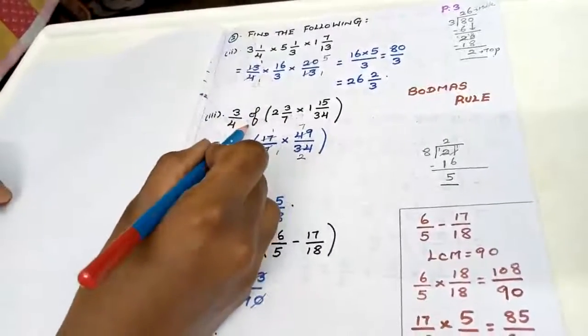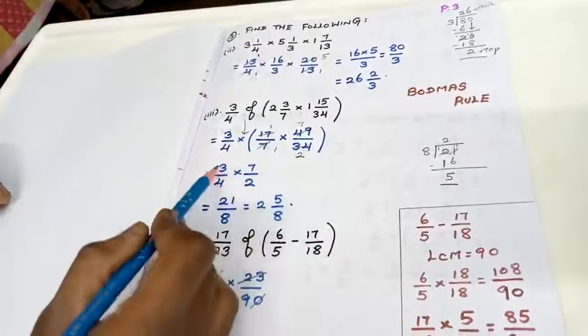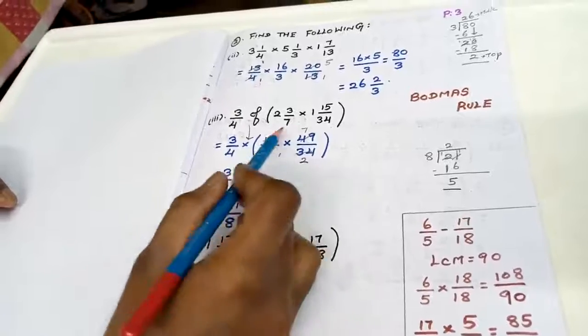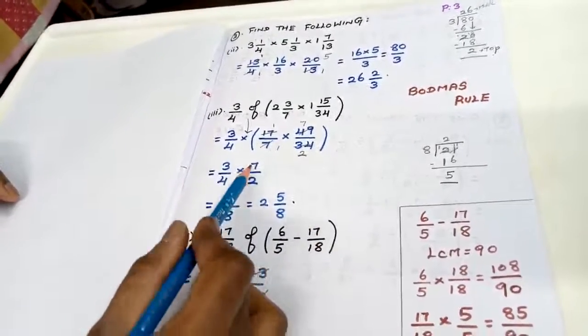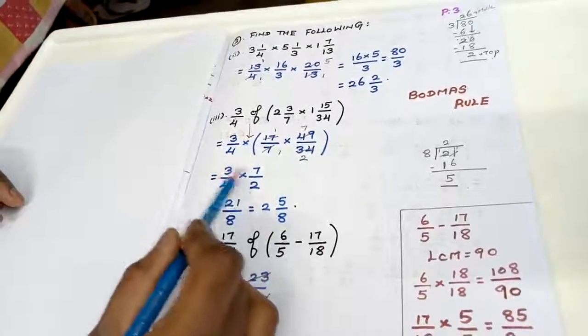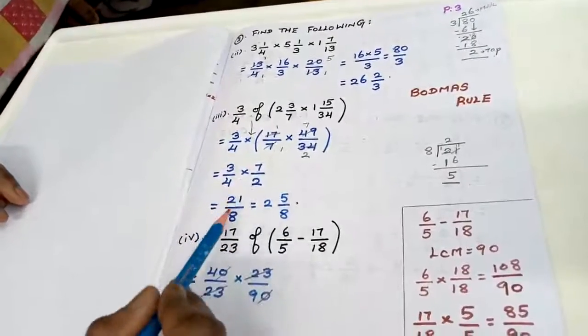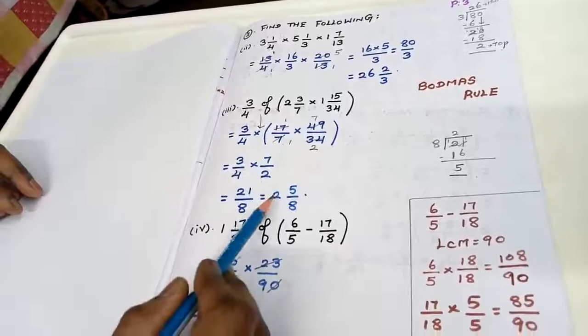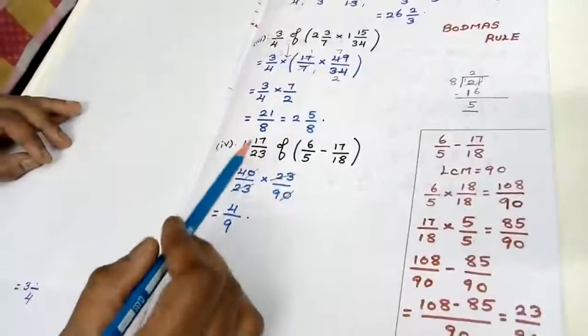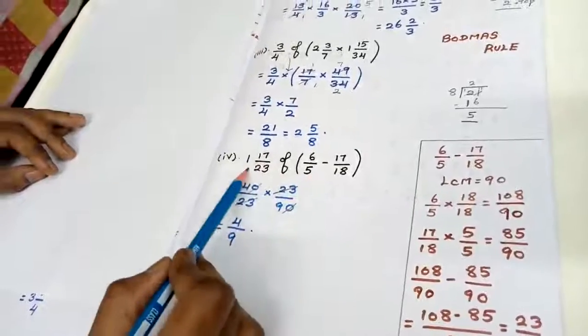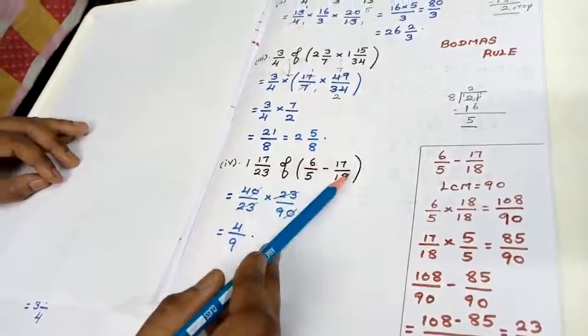Instead of "of", you are going to write it as into. 3 by 4 into, calculate this value, students, you will get the answer as 7 by 2. After getting the answer as 7 by 2, multiply, you will get the value as 21 by 8, which is nothing but 2, 5 by 8. Fourth question, mixed fraction of this particular value.